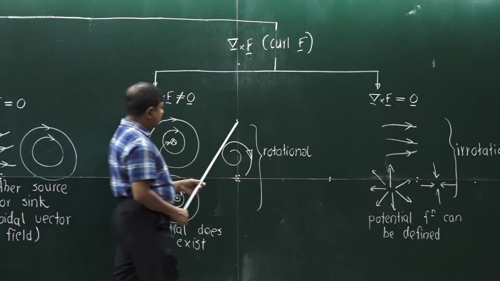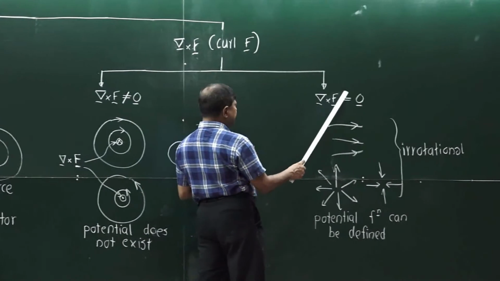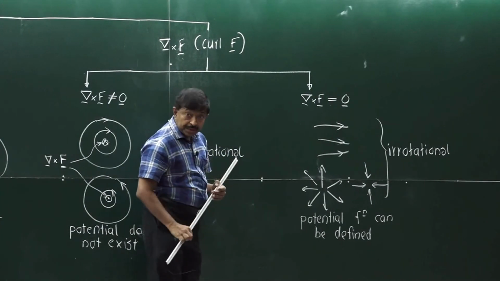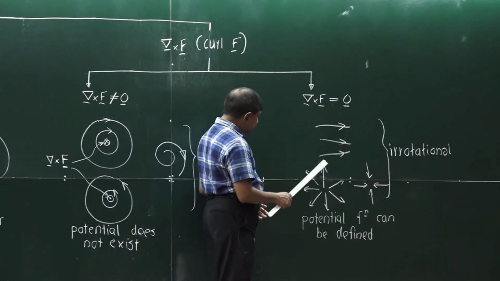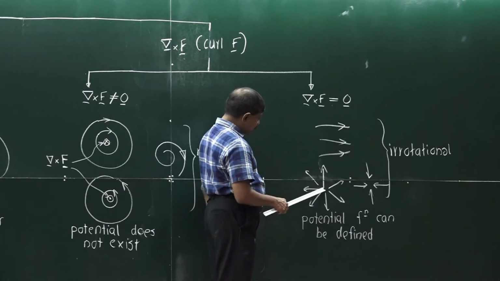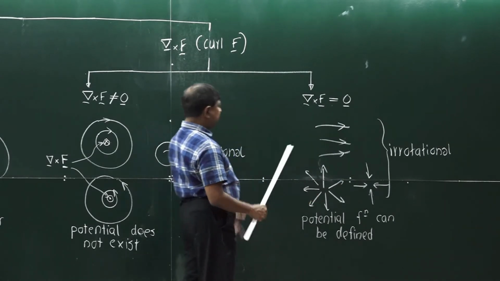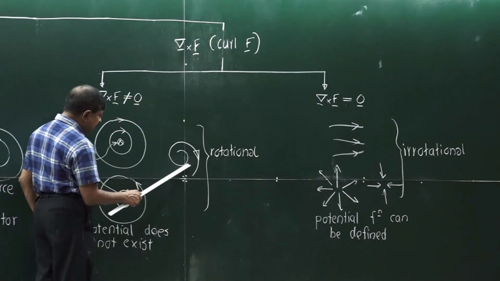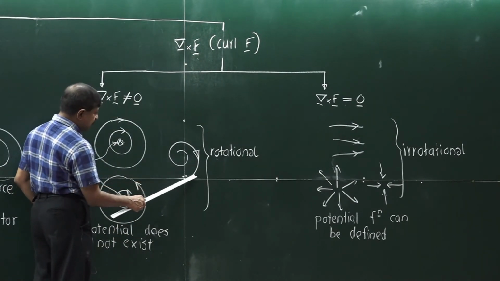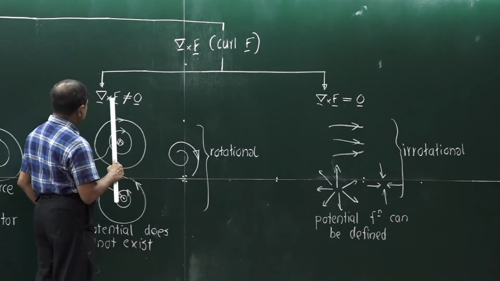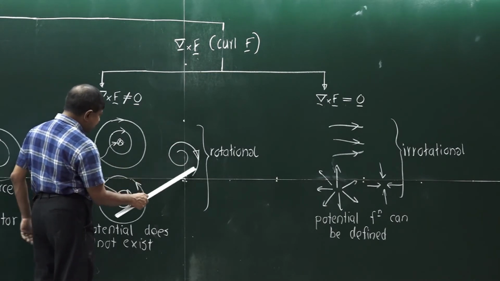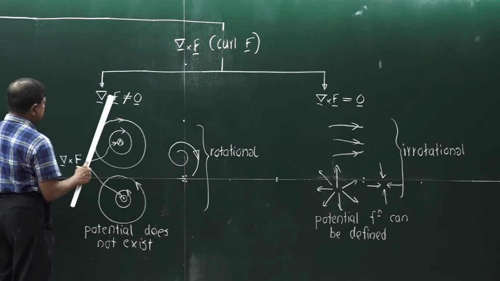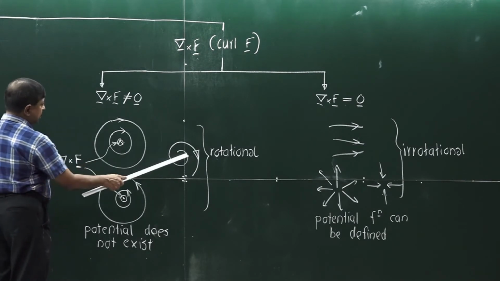And if curl F is 0, that means there is no rotation. So, either your vector field is something like this, or like a source or a sink, one of those. And for rotation of this kind, if you have a rotation like this, it can be interpreted by curl F again. Curl F is non-zero here.